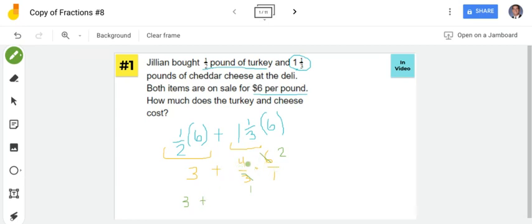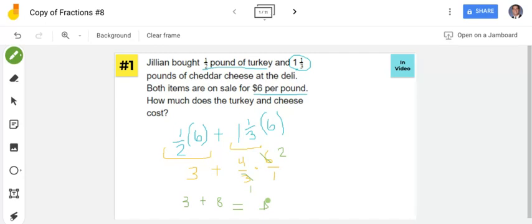So what's 4 times 2? That's 8. And my denominator would just be 1, right? 1 times 1, that's 1. So 8 over 1 is simply 8. So it looks like it's $3 for turkey and $8 for cheese. And so how much does the turkey and the cheese cost? Well, 3 plus 8 is 11. And here we're talking about money. So I need a dollar sign. Okay, altogether it is $11.